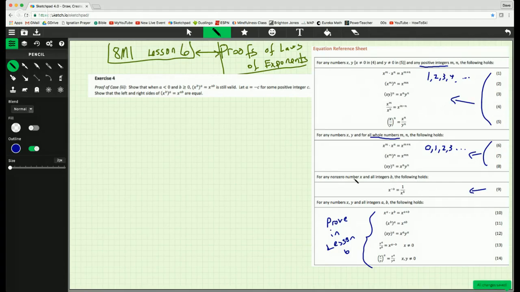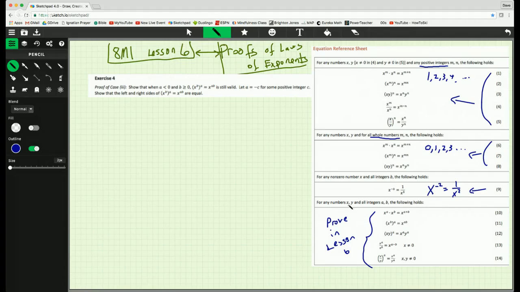And then here, B can be positive or negative, but all it's saying is that if you have x to the negative 2, that equals 1 over x squared. So these are the things that we can count on, and we're going to prove some of these things.